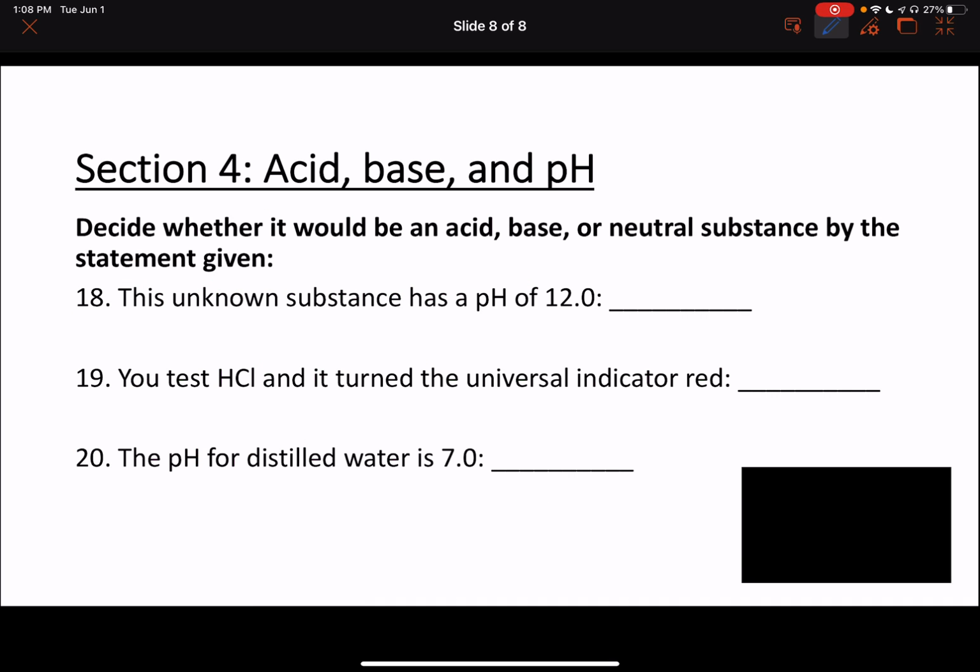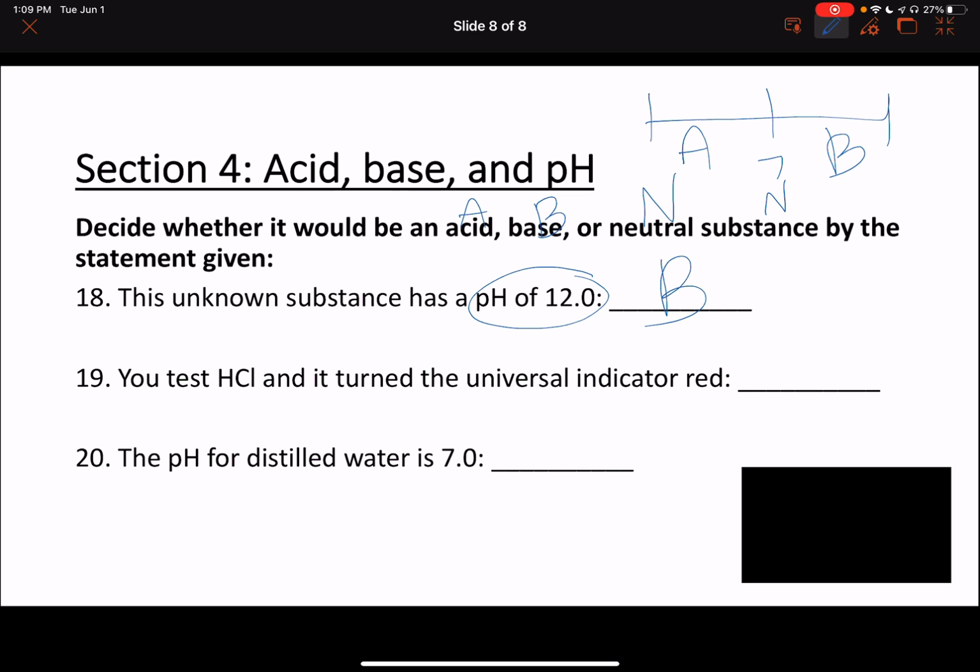Now, our final section is acid, base, or pH. So, A for acid, B for base, and N for neutral. If an unknown substance has a pH of 12, that means it's greater than 7. So, this would be B for base. And we can think of it as a number line, 7 as neutral, anything less is an acid, anything greater is a base.